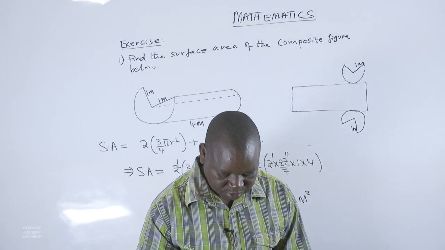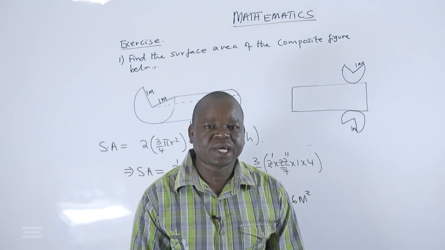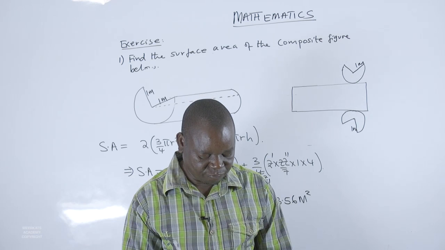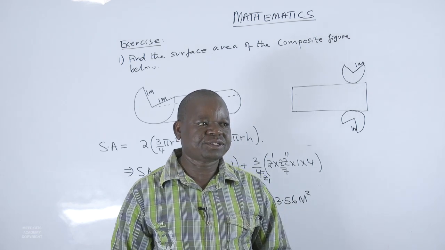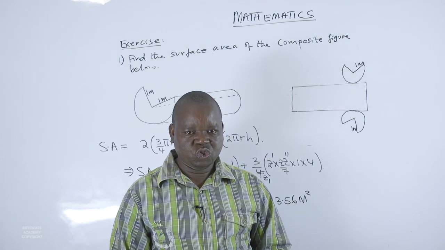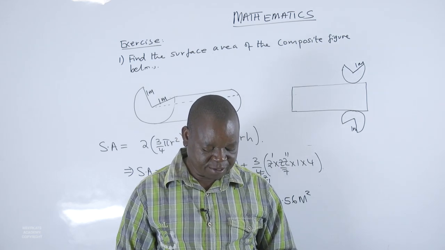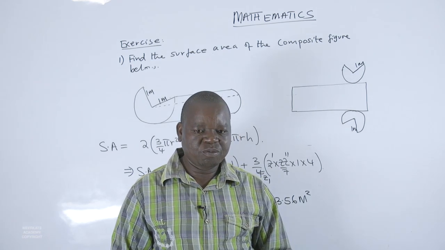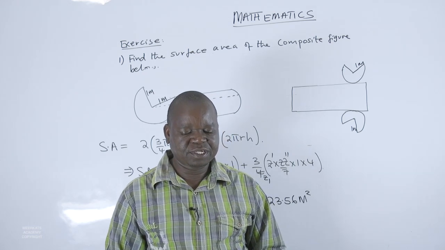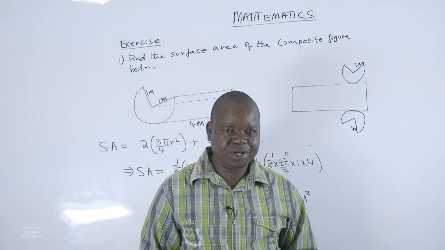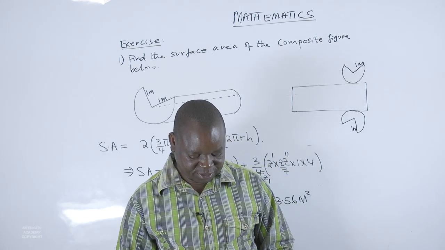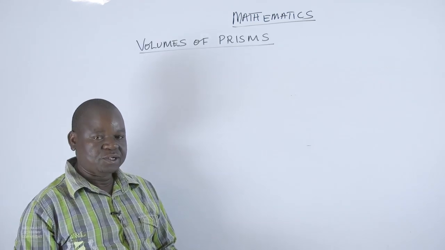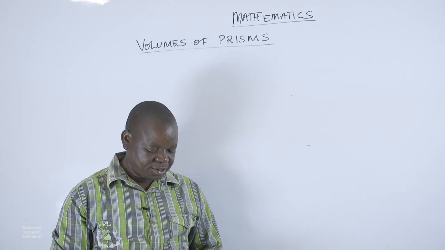And that one brings us to the end of the calculation of surface areas of objects. Today we want to move on and look at the volume of prisms and other three-dimensional figures. So class, we have dealt with various prisms.